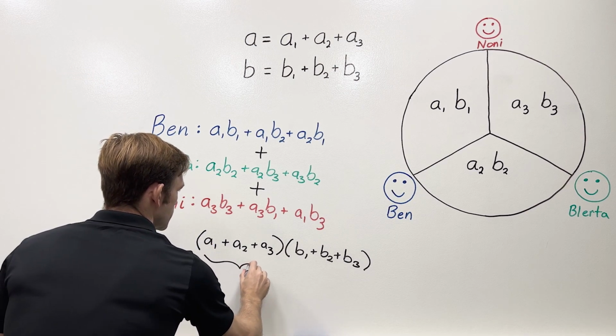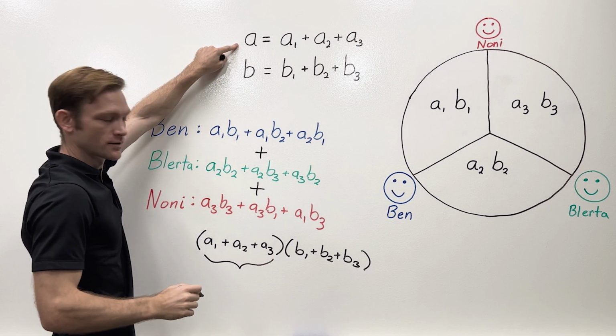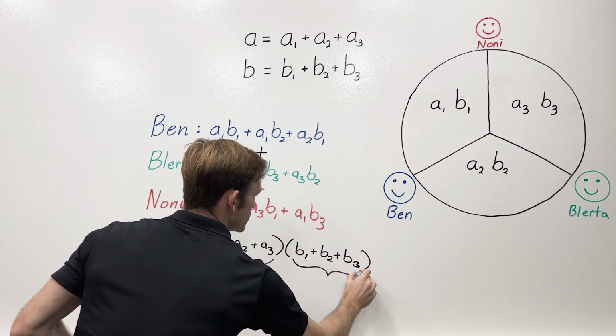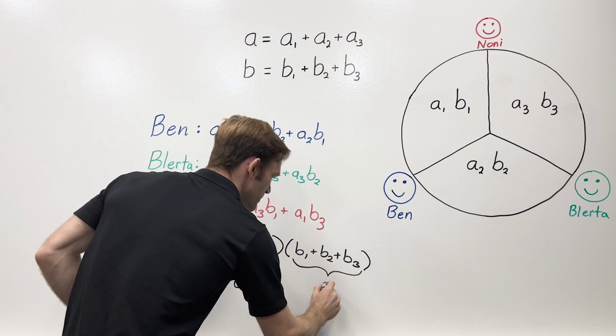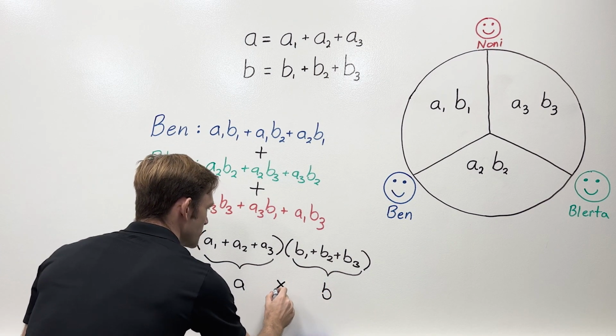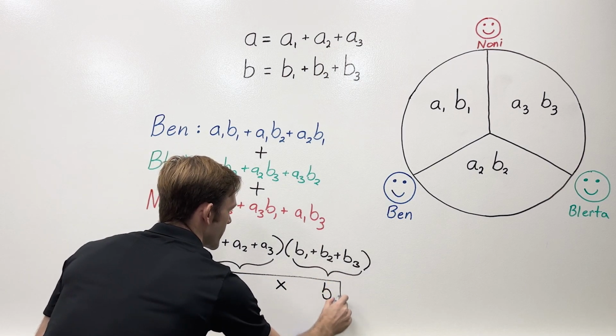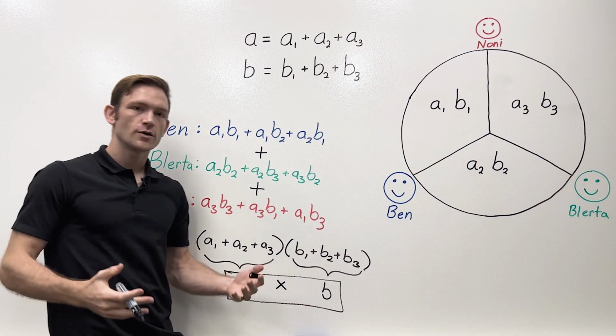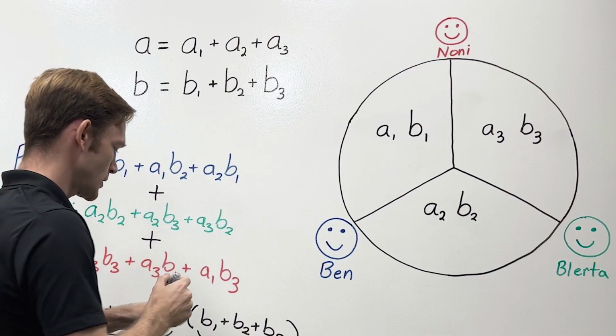And this, if you recall from above, is the same thing as A. And this is the same thing as B. So what we found was A times B. And that's why it worked. Now, in the video, I talked about masking. So how do we do that masking?